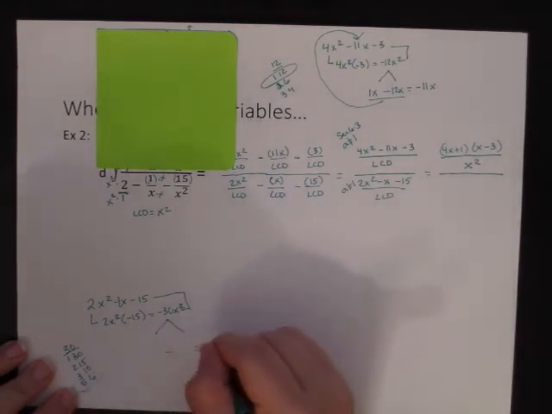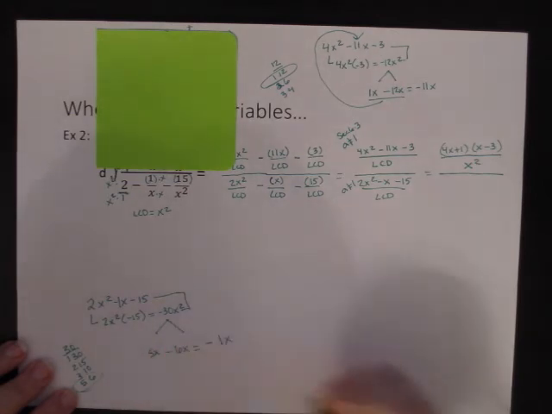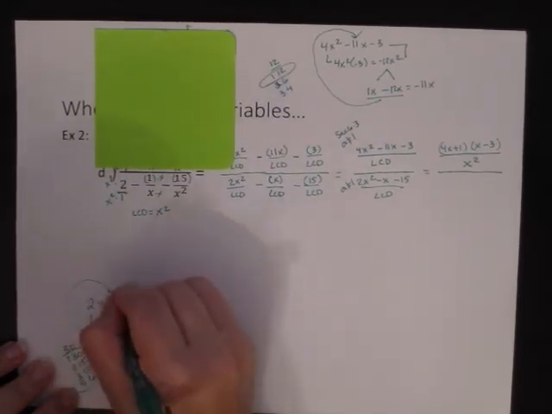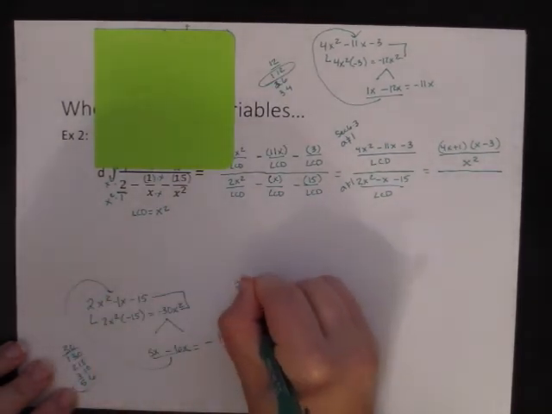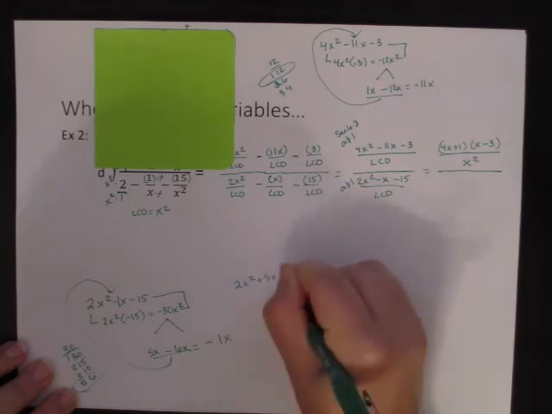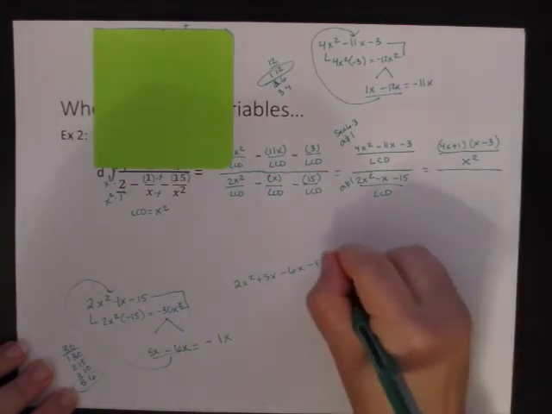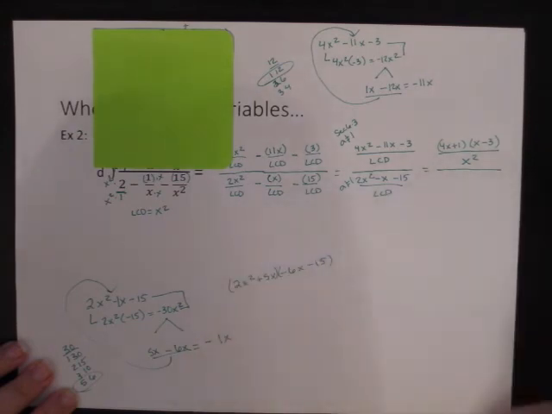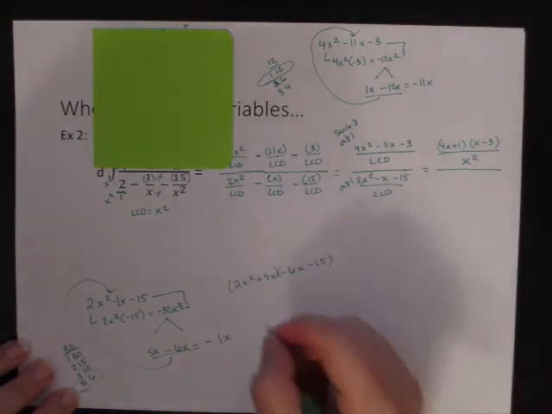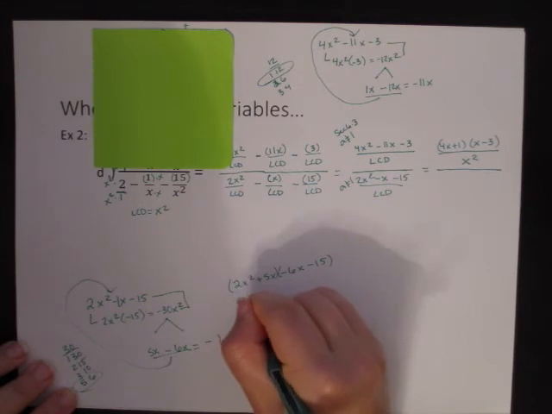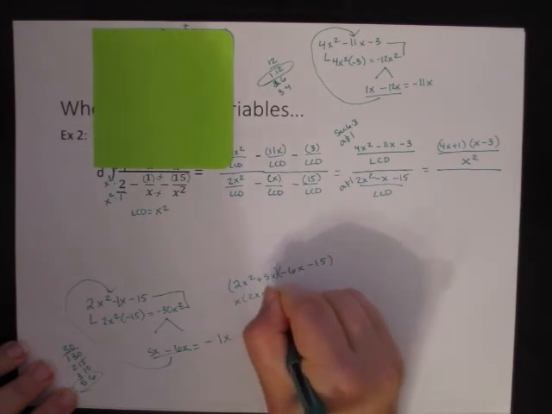So I've got 5x minus 6x, and that will give me a negative 1x, and I have to replace it back in with my b. So I got 2x squared plus 5x minus 6x minus 15. So I'm going to factor by grouping. When I factor by grouping, I can pull out an x, and I'm left with 2x plus 5.